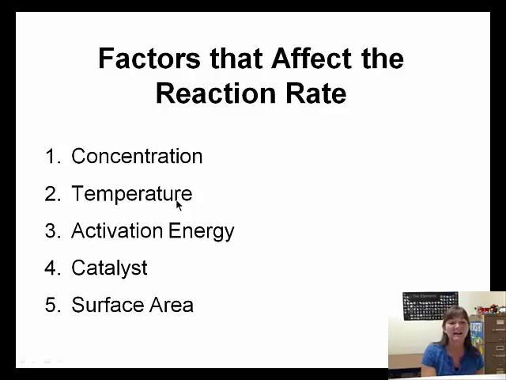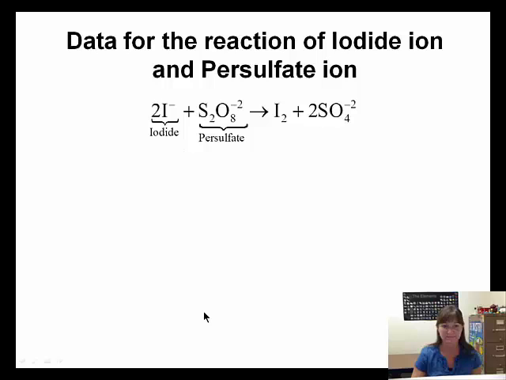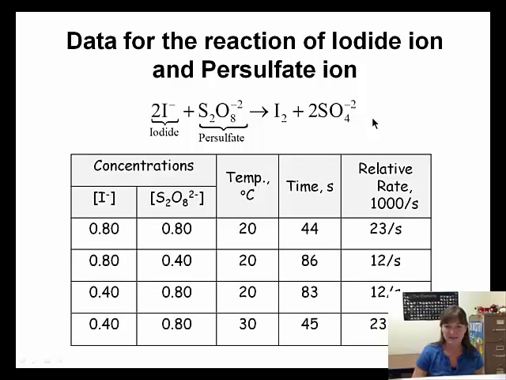There are 5 factors we're going to talk about that influence the rate of a reaction. One of them is concentration, then temperature, the activation energy, which we just talked a little bit about. Catalysts will affect the rate of a reaction, and surface area affects the rate. So here's the reaction we're going to look at first. I have some data for you. We're going to talk about the iodide ion reacting with the persulfate ion. And so I have some data. Now, we haven't talked about concentrations yet.